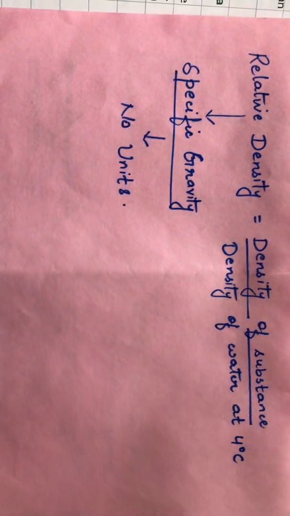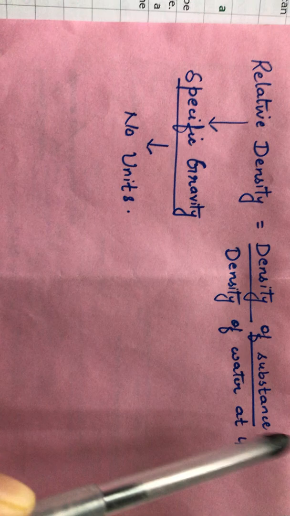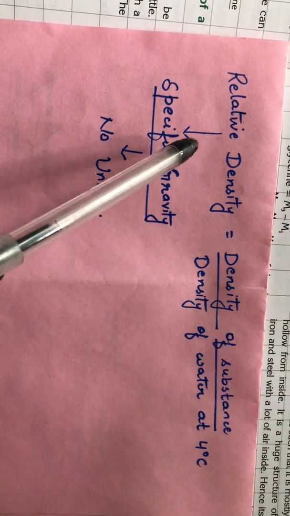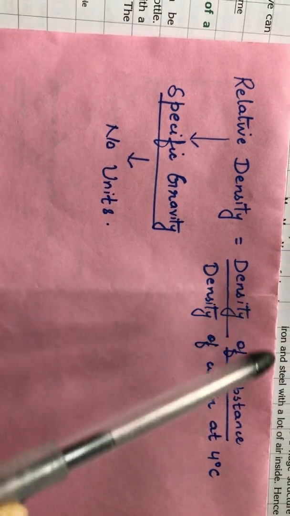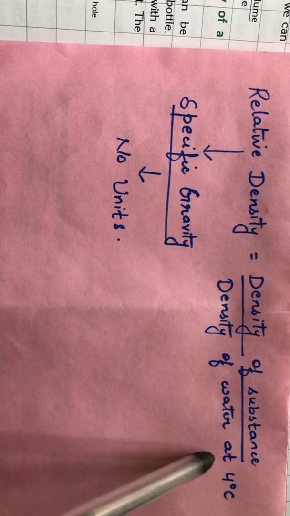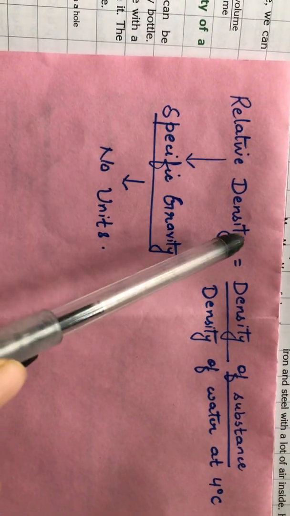So what is relative density? Relative density is the density of the substance to the density of water which is at 4 degrees Celsius. When we divide the density of the substance by the density of water at 4 degrees Celsius, we find the relative density.